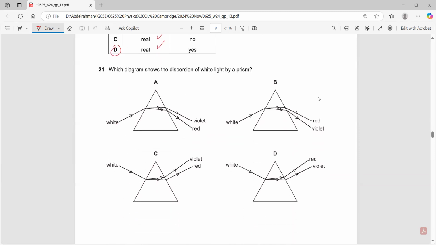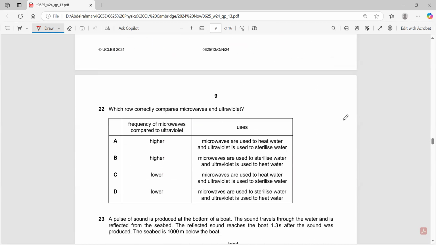Which diagram shows the dispersion of white light? Dispersion of white light. This is easy. Can it be C or D? No. A or B? It is A. Why? Because the red has to be on top of the violet.